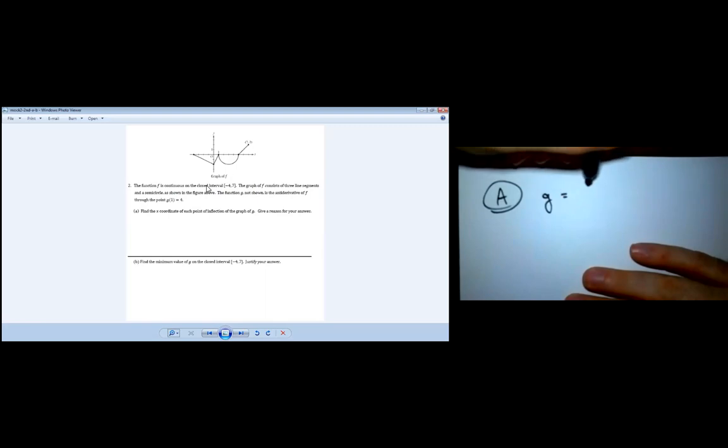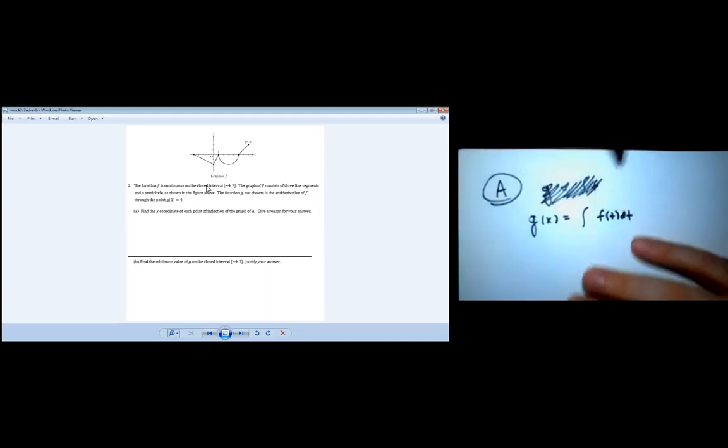So for part A, x coordinates of the points of inflection for g. What do we know about this? We're looking for points of inflection for g, and we know that g is equal to the integral of f. While I know what you're talking about there, we don't want to write it that way. We've got to get very specific. It's g of x equals the integral of f of t dt.